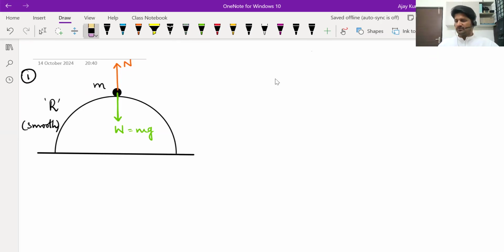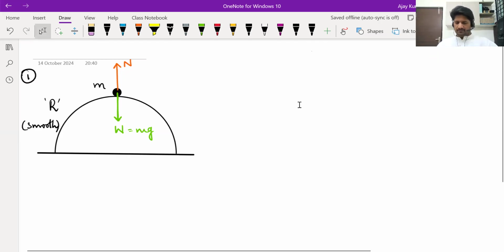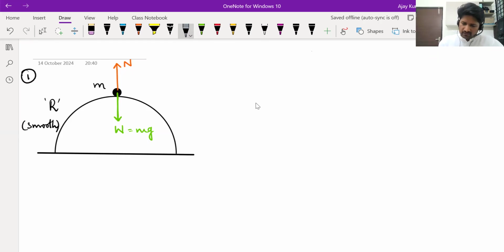In a real life situation, you may not be able to balance it perfectly because real life surfaces are not perfectly smooth, and they're not perfectly spherical or hemispherical. Okay, a little bit of ridges and grooves will definitely be there in real life surfaces. That's why in real life it becomes very difficult to balance it, but it's possible. Okay, fine. Now, at the topmost point, these are the forces acting on it.